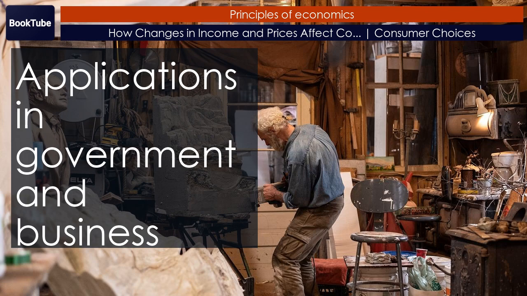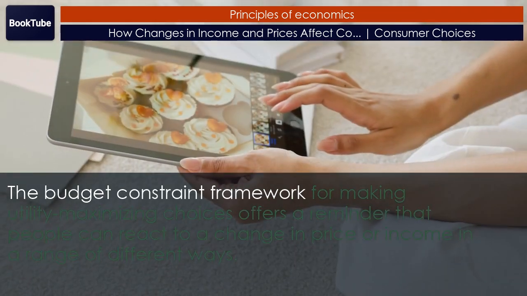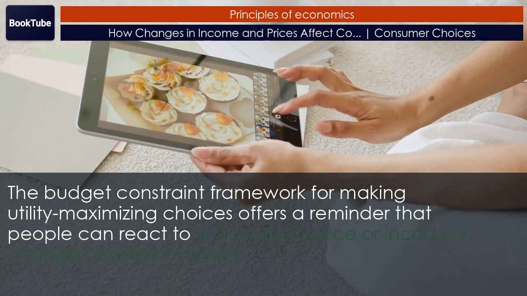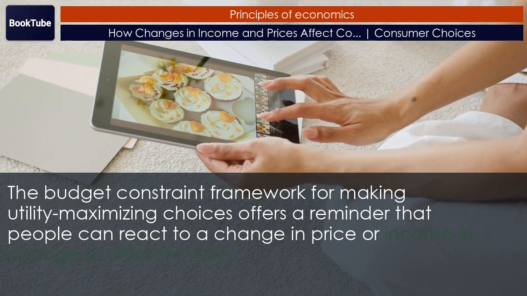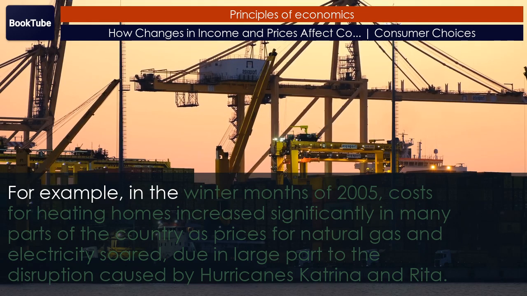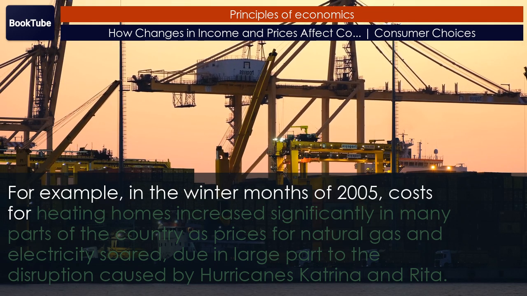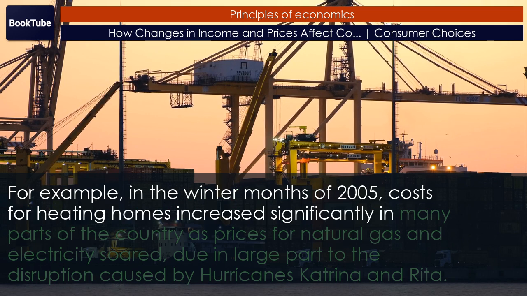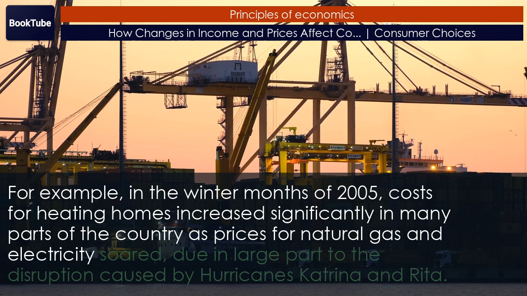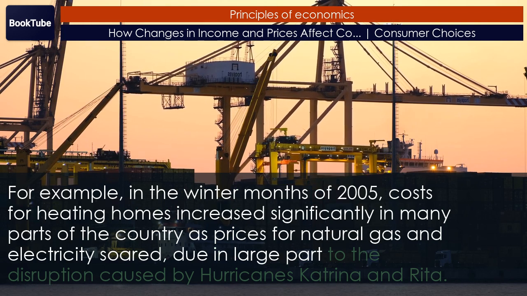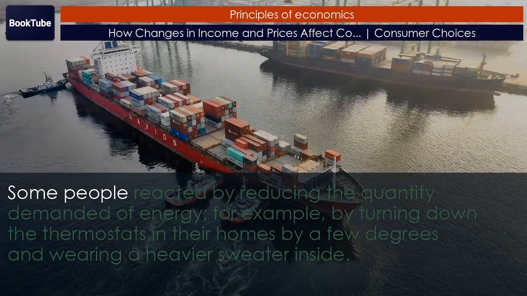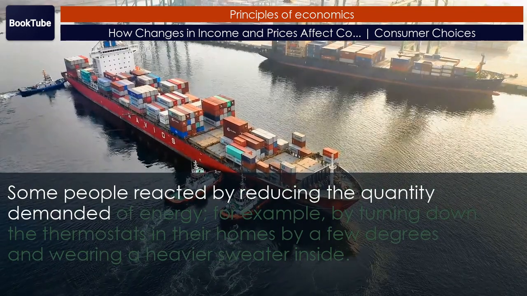Applications in government and business. The budget constraint framework for making utility maximizing choices offers a reminder that people can react to a change in price or income in a range of different ways. For example, in the winter months of 2005, costs for heating homes increased significantly in many parts of the country as prices for natural gas and electricity soared, due in large part to the disruption caused by Hurricanes Katrina and Rita. Some people reacted by reducing the quantity demanded of energy.